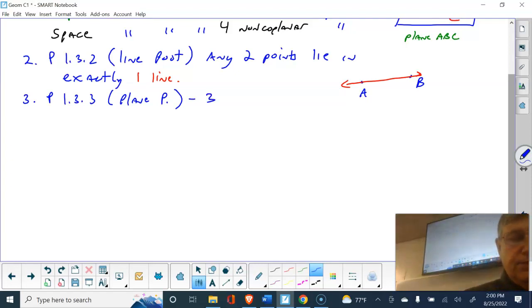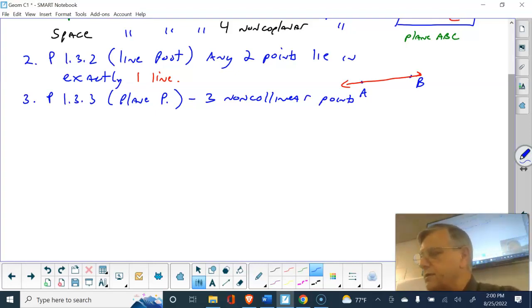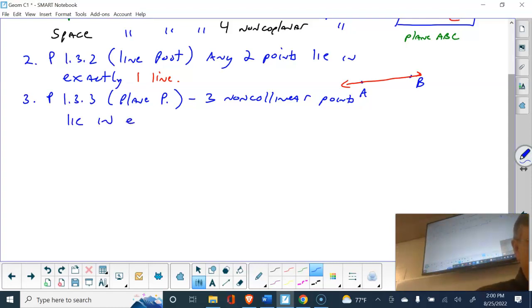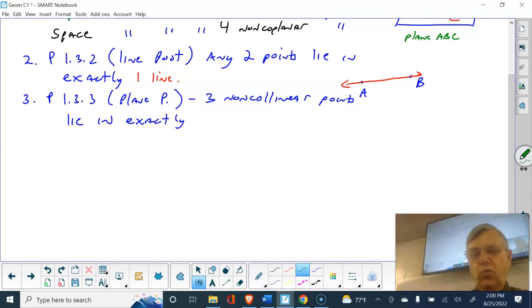And this one is 3 non-collinear points lie in exactly, and I'm going to use my green to finish with what words? What makes sense to your brain? One plane.